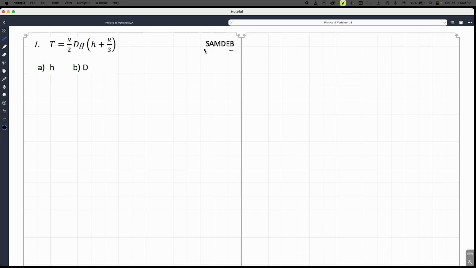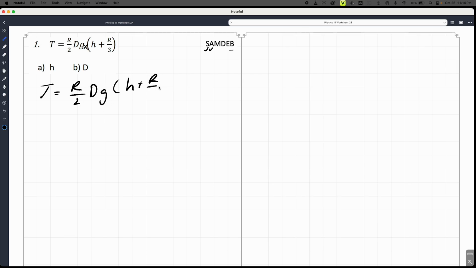So is there any subtraction or addition happening to h outside of the brackets? In here, no. Okay, so we can check those off. Is there any multiplication or division happening to h outside of the brackets? And yes, it's being multiplied by r over 2dg. So what we'll do is we'll divide both sides. We'll do the opposite operation.